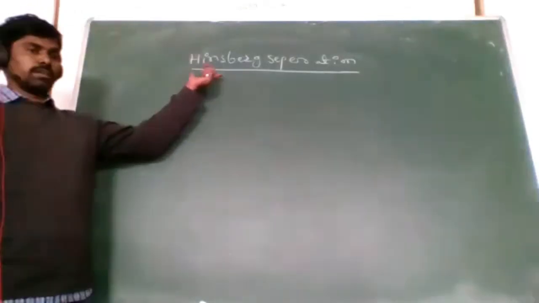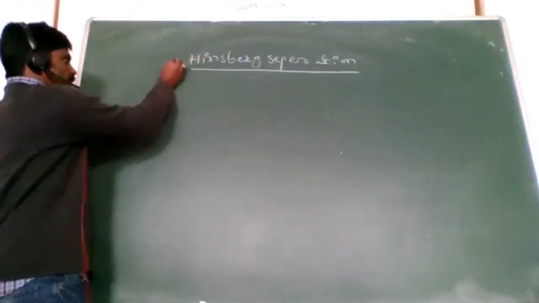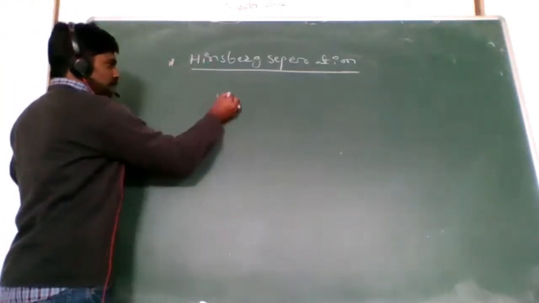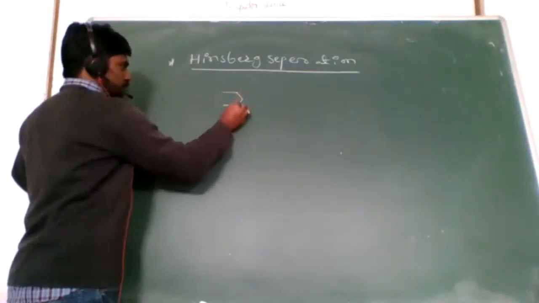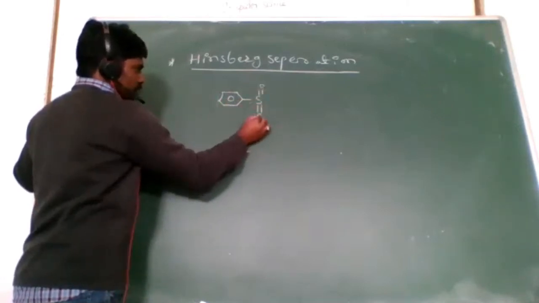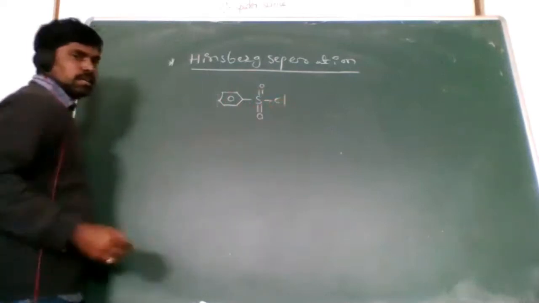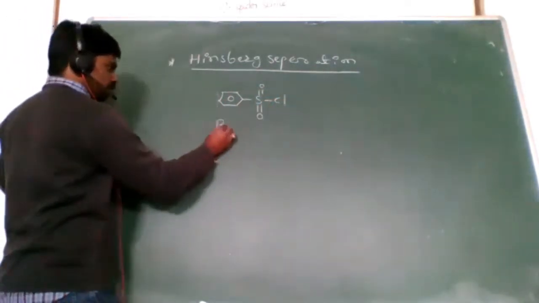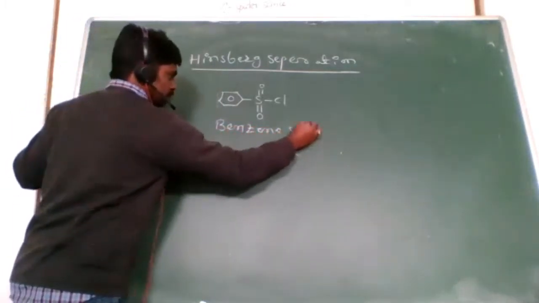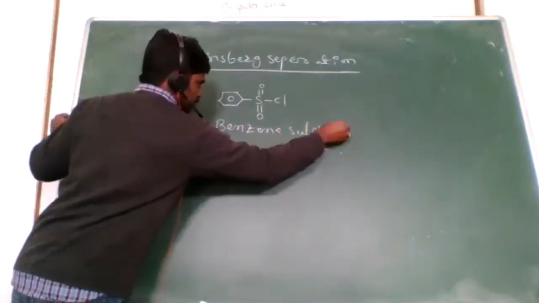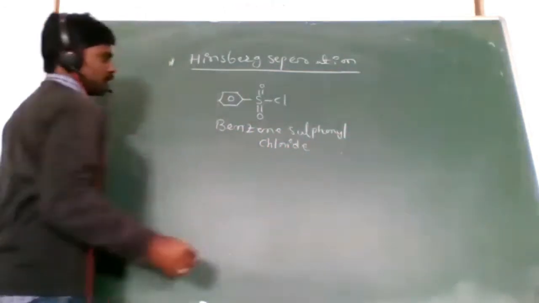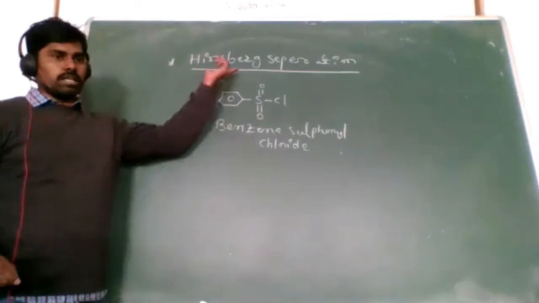Next one is the Hinsberg separation. When you are using the Hinsberg reagent, that Hinsberg reagent is benzene sulfonyl chloride. This is the benzene, S double bond O, Cl. This is the benzene sulfonyl chloride. This benzene sulfonyl chloride is the Hinsberg reagent.